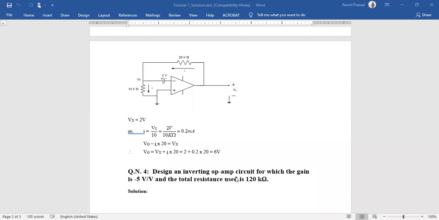Anyone has any questions regarding this particular question? Your mic must be switched off.